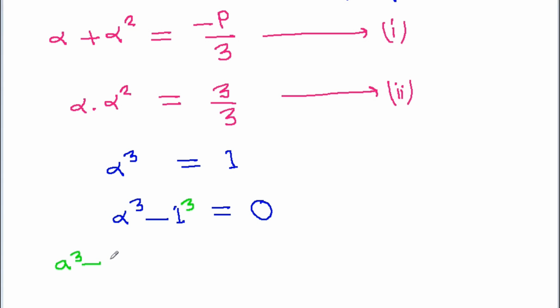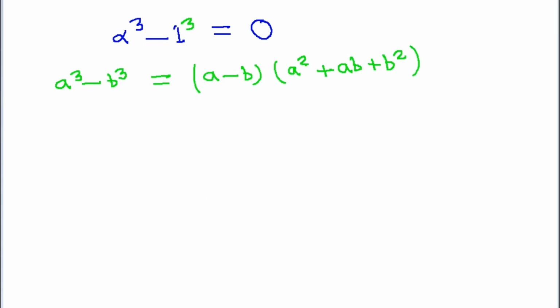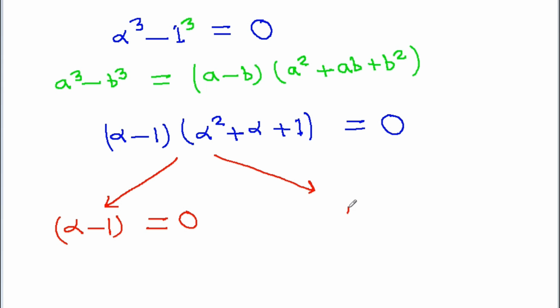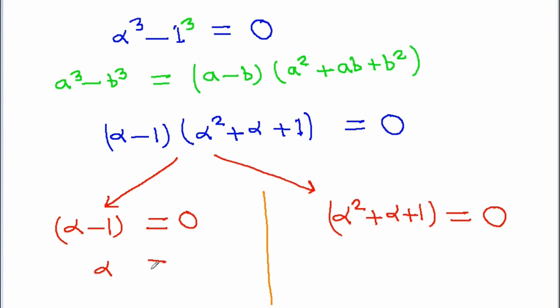And we know that a³ - b³ = (a - b)(a² + ab + b²). So alpha cube minus 1 cube can be written as (alpha - 1)(alpha² + alpha + 1) = 0. Now from here we can get two equations. The first equation is alpha - 1 = 0, and the second equation is alpha² + alpha + 1 = 0. From the first equation we get alpha = 1, and from the second equation we get alpha² + alpha = -1.